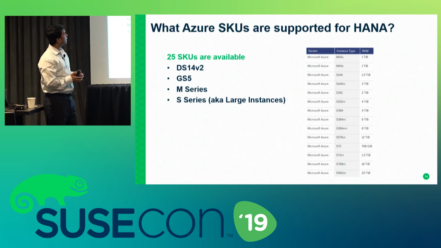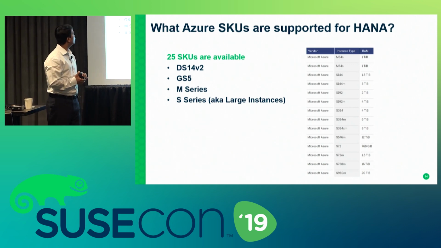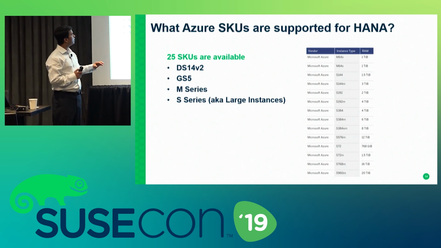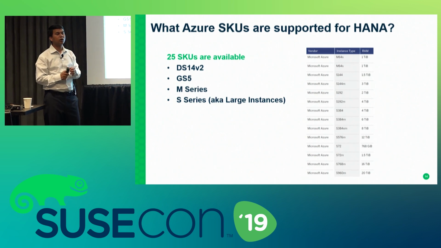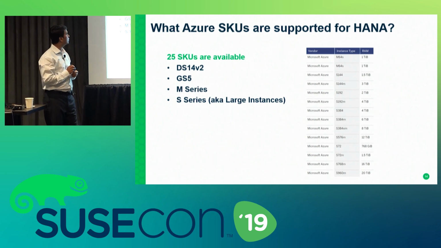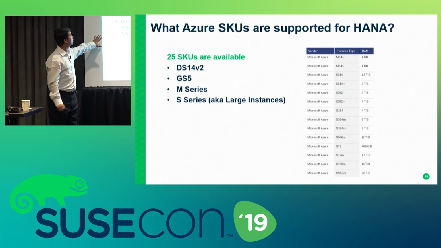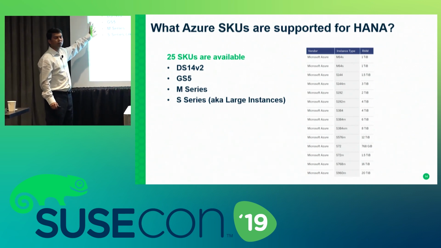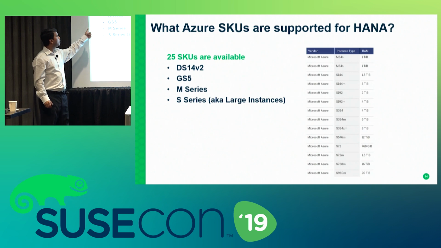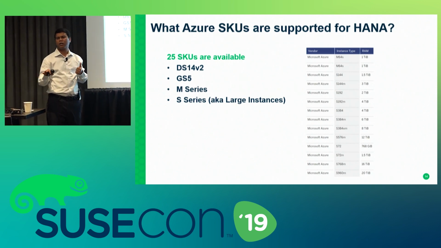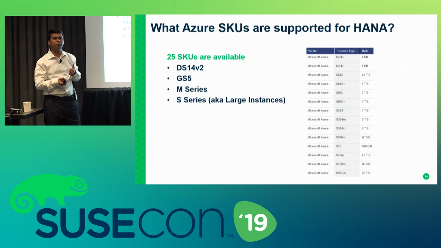All right. The second important consideration when you want to run HANA and you have chosen your operating system, you want to ensure that the SKUs you are looking at are again the certified ones, or at least supported for HANA. There are four series, I would say, a total of 25 plus SKUs. DS1, DS14 V2, which is kind of the small machine, good for a Business One kind of solution.